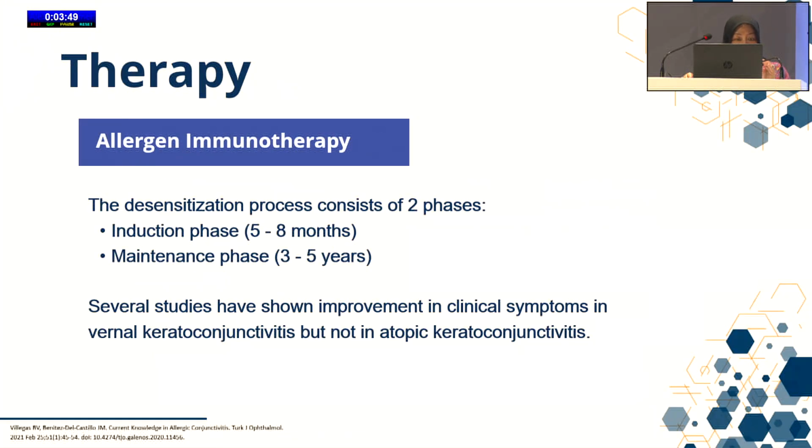The desensitization process of allergen immunotherapy consists of 2 phases. Induction phase, 5 to 8 months, where the immune system adapts to allergens. And then the maintenance phase, 3 to 5 years, in which the long-term effect is developed. It has been found to be more effective for VKC and AKC.